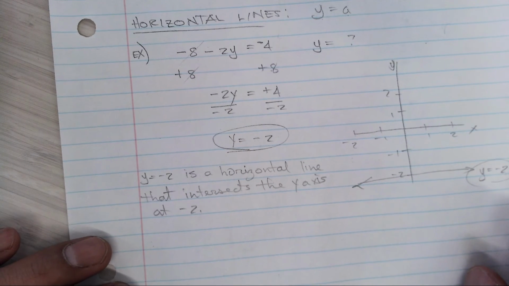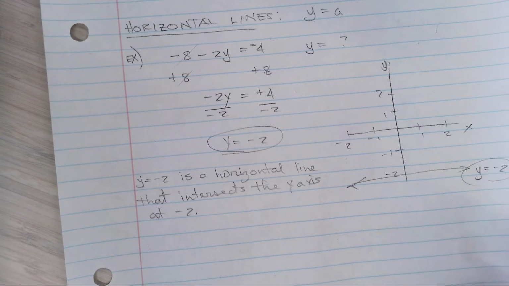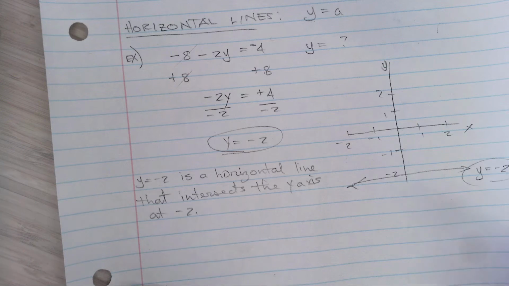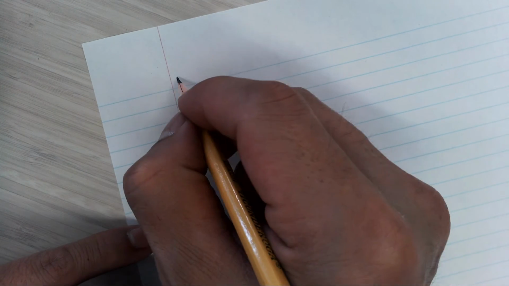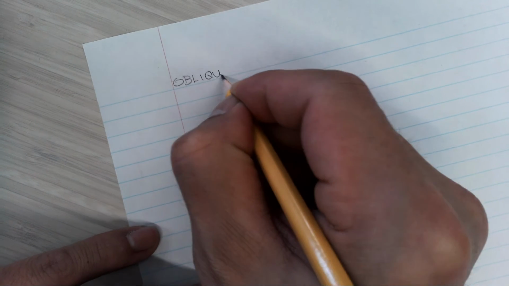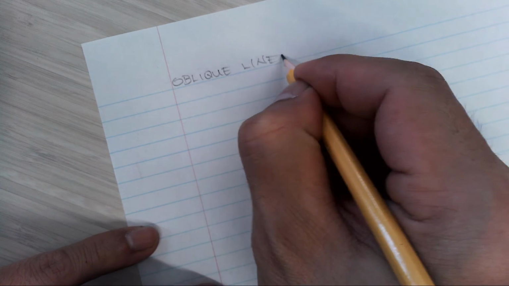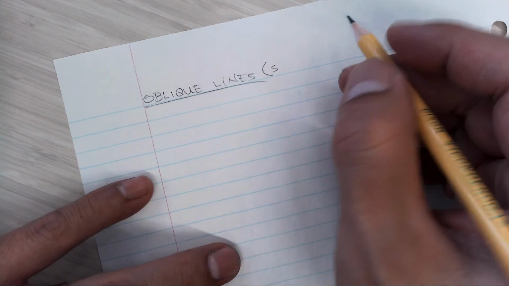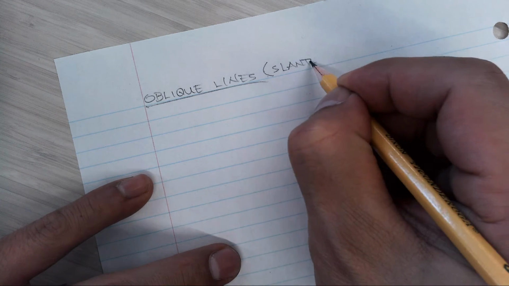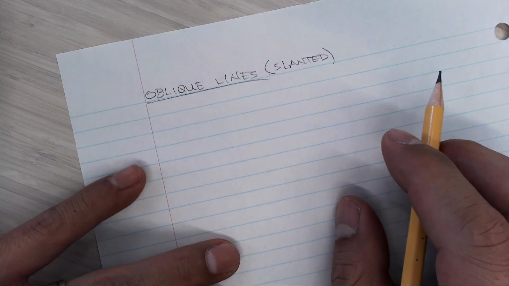So there's your quick review on vertical and horizontal lines. Okay. Remember, oblique lines actually have both y and x in their equation. Okay, so let's do that really quick, oblique lines. In other words, these are slanted lines, okay? Slanted or sloped lines, okay?